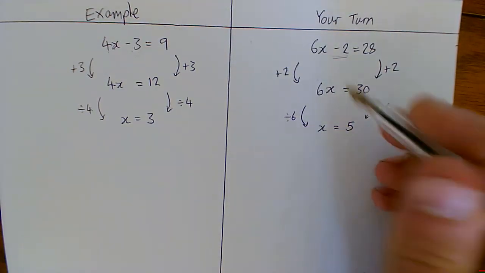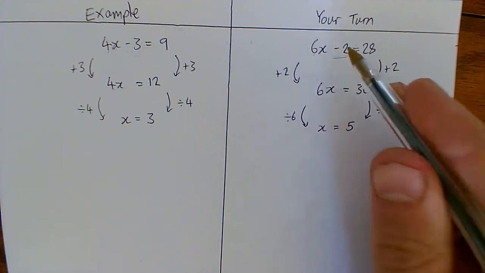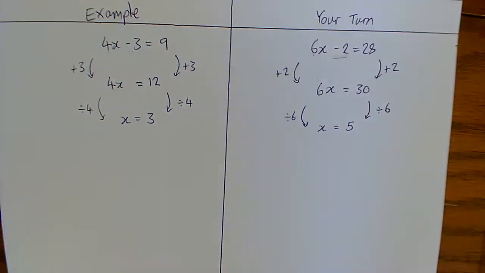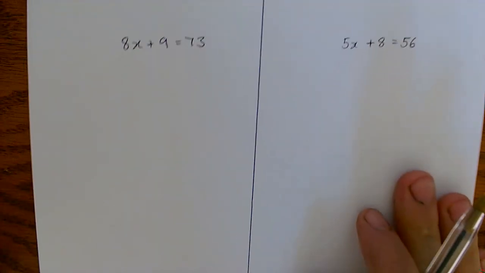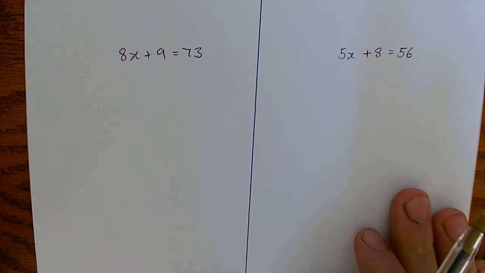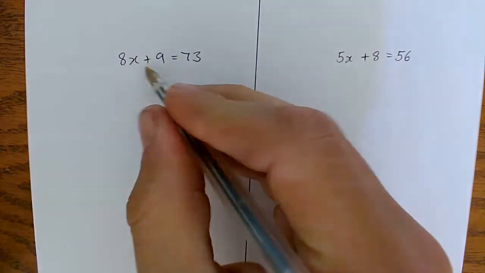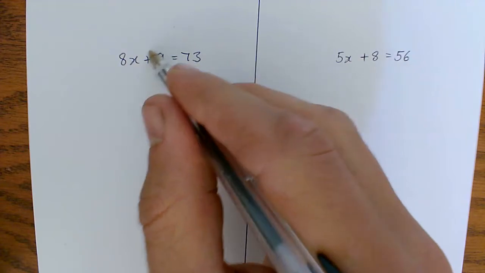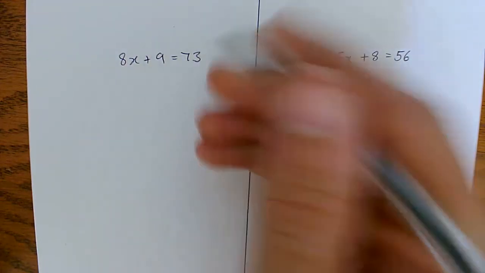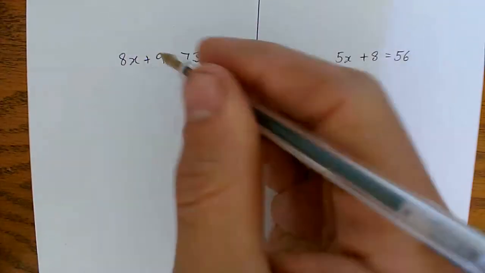Again, we can check it, put it back in. 6 times 5 is 30. Take away 2 is 28. So it works. So always go back, always check that your answer works. The next one we are going to work on looks very similar. Just giving you this one because, instead of doing a takeaway in the first step, we're going to add. So deal with adds and takeaways first because we're reversing the order of operations.